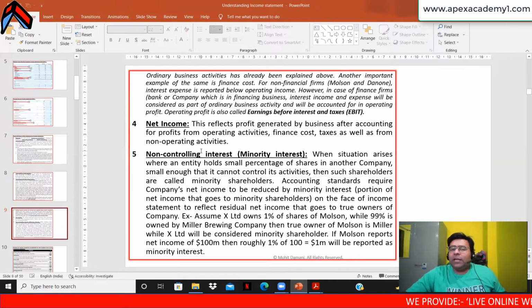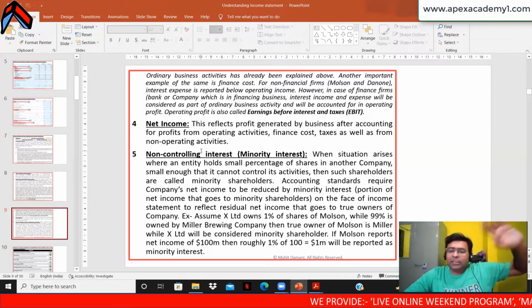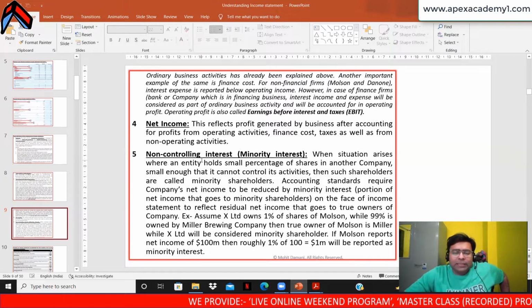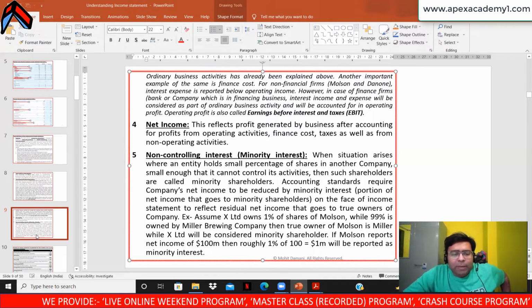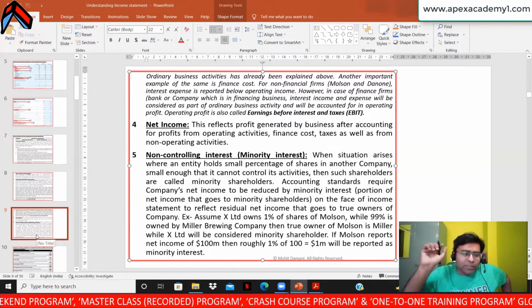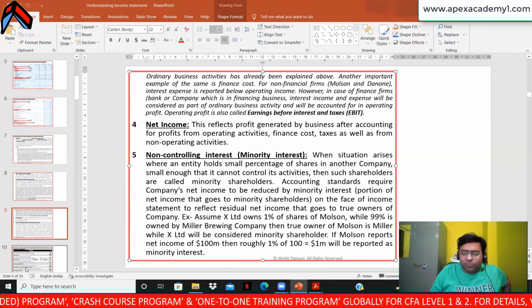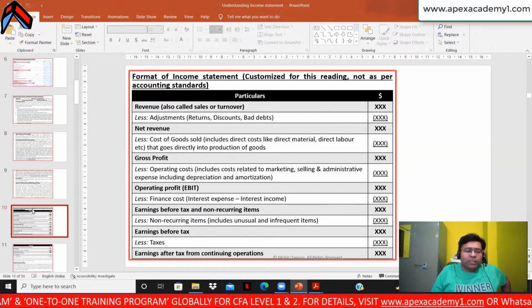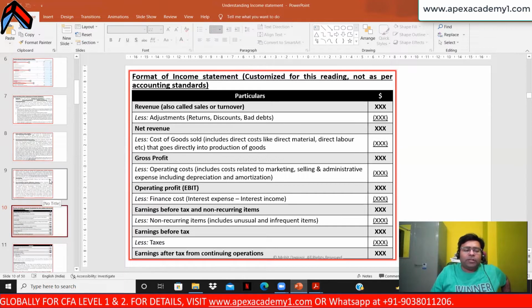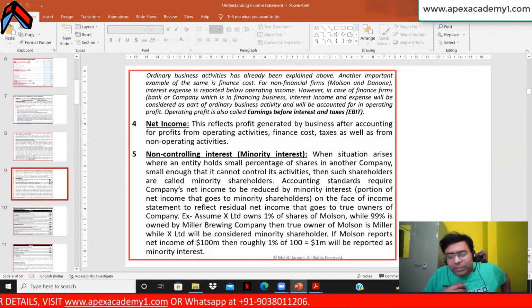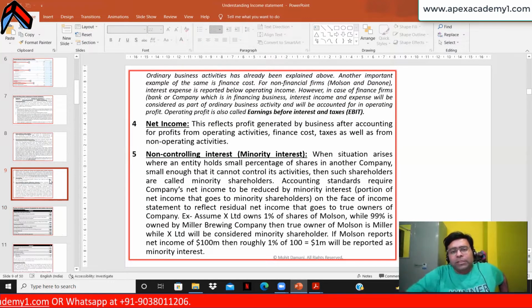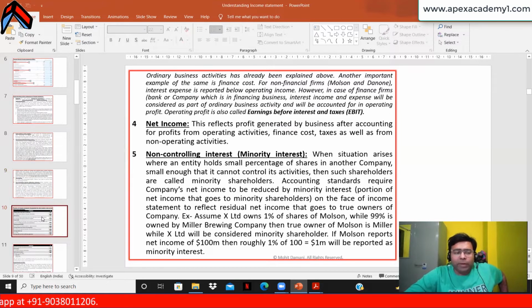Net income is after deducting all the direct and indirect costs, interest expense, finance cost, everything, and taxes. Non-controlling interest is basically minority interest, which holds a very small percentage in the company, and that's why they are called minority interest. Suppose I hold 99% shares and someone else holds only 1% share in a company. That 1% is called minority interest.